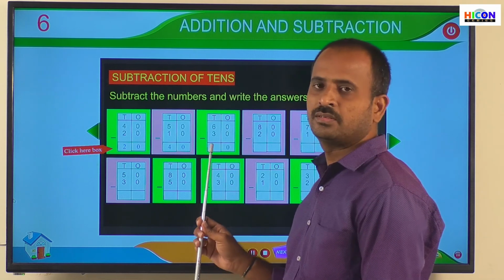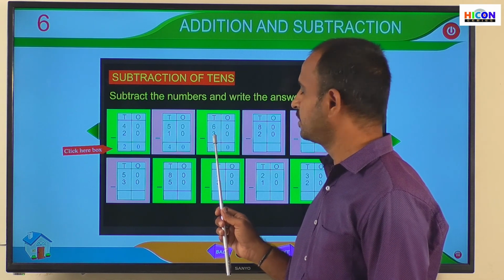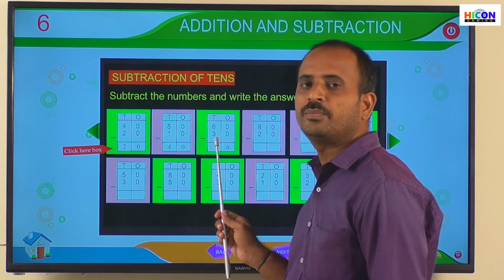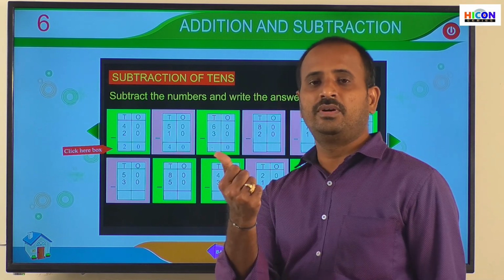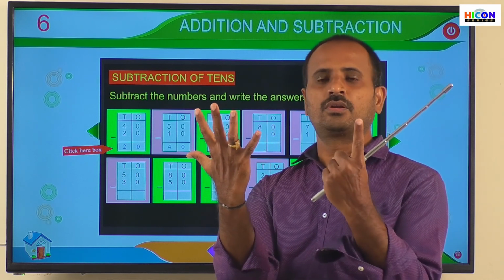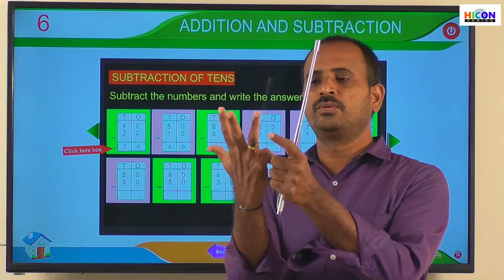Now go to tens place. What are the digits here? 6 and 3. That is 6 minus 3. Open 6 fingers of your hand and close 3 fingers among those. Open 6 fingers. 1, 2, 3, 4, 5 and 6. Close 3 fingers among these. So close 3 fingers. 1, 2 and 3.